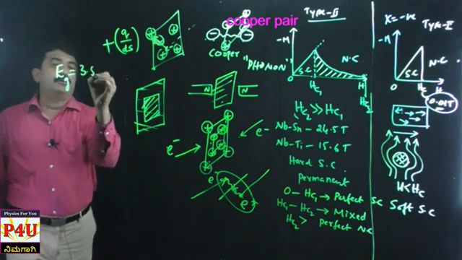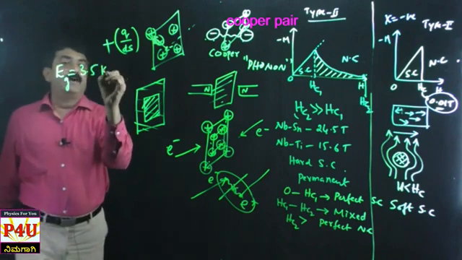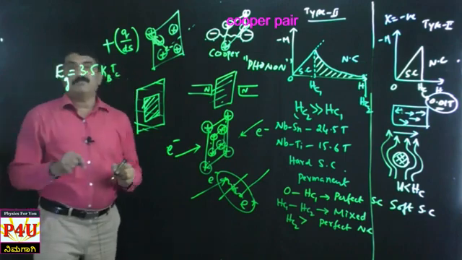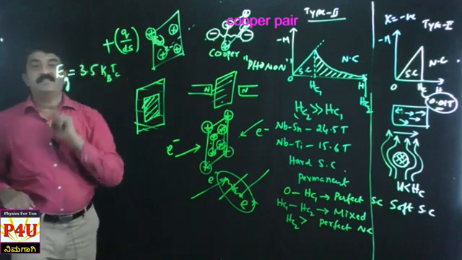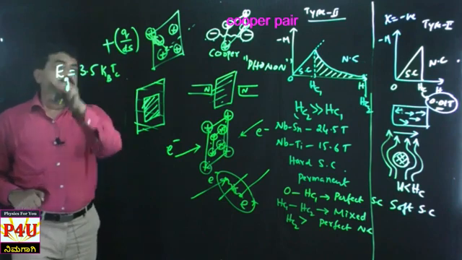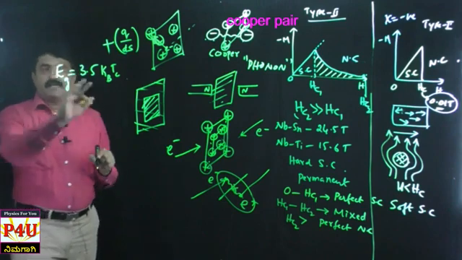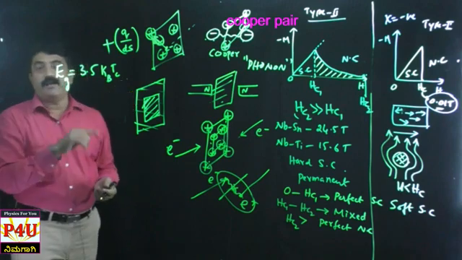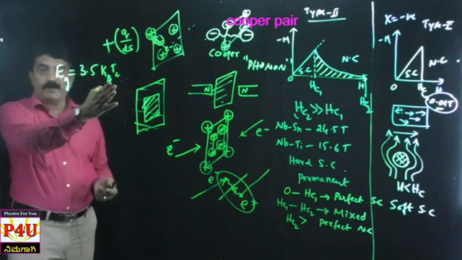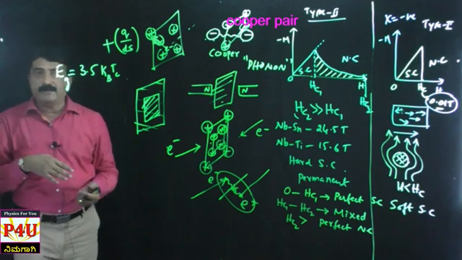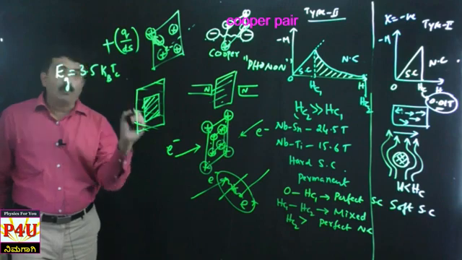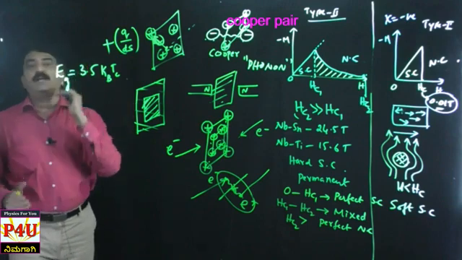It is possible to prove that it is 3.5 kB into Tc, where kB stands for Boltzmann constant, Tc is critical temperature. So if you substitute Tc, for aluminum like 1.15, for mercury like 4.15, and calculate the energy gap, it is a very small value. That means Cooper pairs exist only at lower temperature.